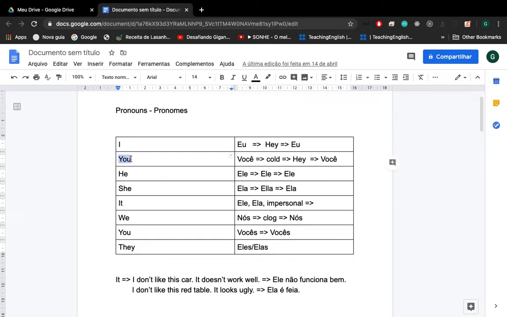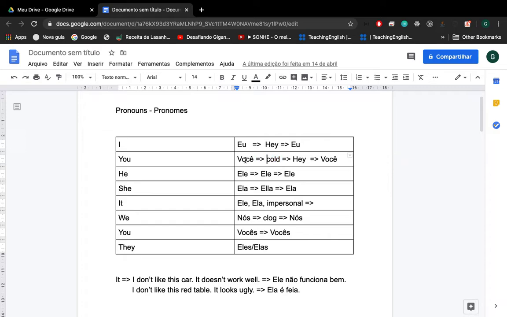Second pronoun, you. In Portuguese, we say você. That's very different from what it is in English. So to help you with the pronunciation here, I picked the word cold so that you guys can have an idea of how we pronounce the letter O in the pronoun você.